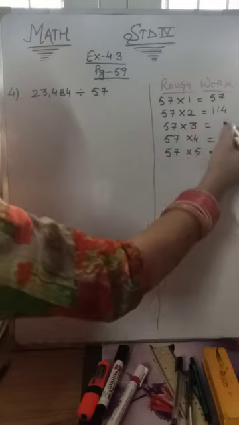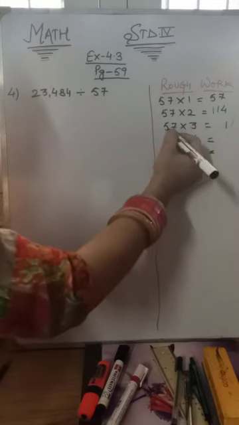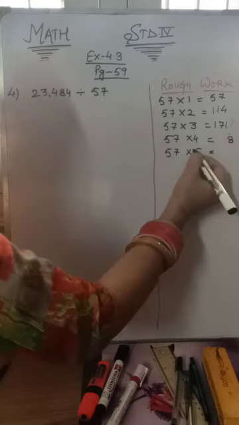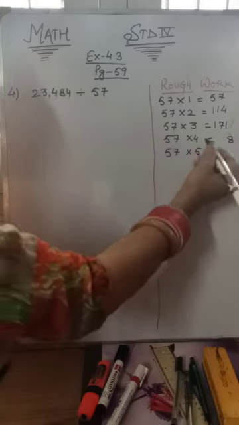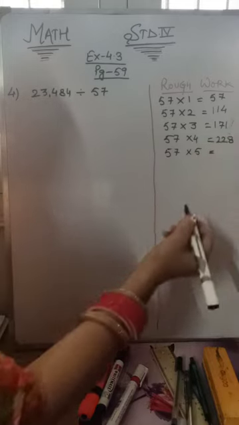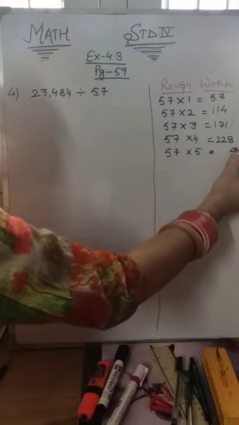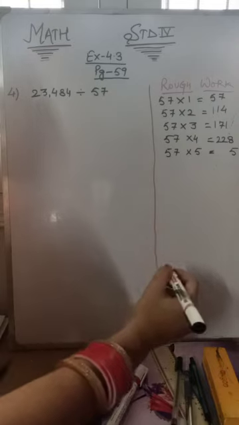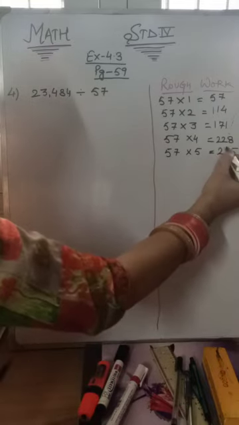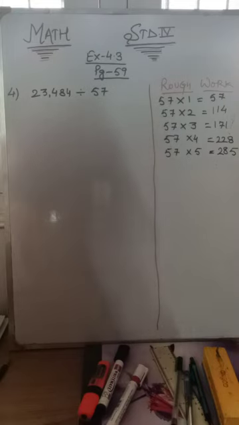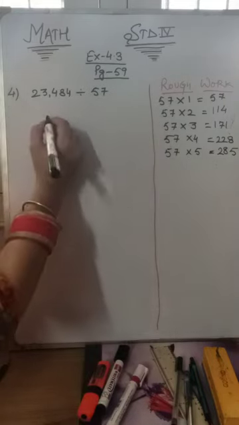114. 3 sevens are 21, 3 fives are 15 plus 2 is 17, 4 sevens are 28, 4 fives are 20 plus 2 is 22, so 228. 5 sevens are 35, 5 fives are 25 plus 3 is 28. So now we'll start our division and check whether we can find the answer from up to this table or not.